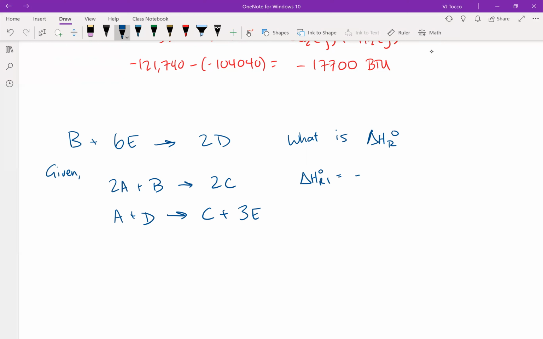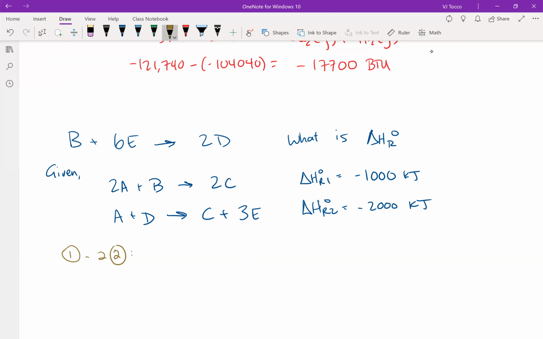Let's call this one 1. Let's say this is minus 1,000 kilojoules. And the standard heat of this reaction 2 is minus 2,000 kilojoules. So how can I go about algebraically manipulating these two equations to get me the result of my first equation? This one's a little bit more involved, but you'll see if I take the first reaction and then subtract 2 times the second reaction, so 1 minus 2 times reaction 2, what is that going to get me?